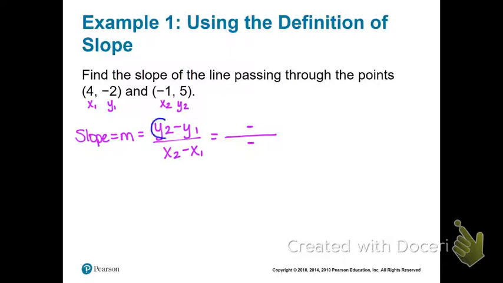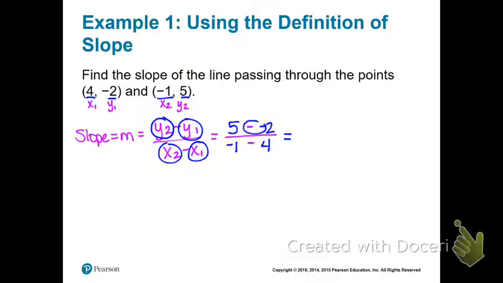So let's see. What is our y2? Well, it's 5. What is y1? It's a negative 2. What is x2? It's negative 1. And what is x1? It's a positive 4.